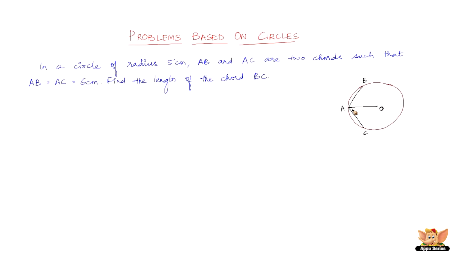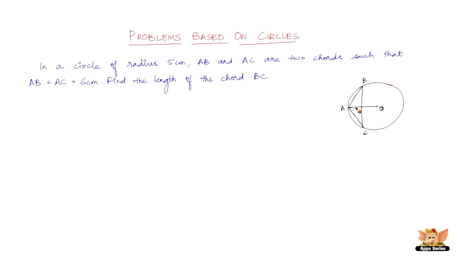So here we have AB equals AC equals 6 centimeters. So the bisector of angle BAC passes through the center O. That is, OA is the bisector of angle BAC. Now, since the internal bisector of an angle divides the opposite side in the ratio of the sides containing the angle, M divides BC. Now, let us also draw this line which is BC.